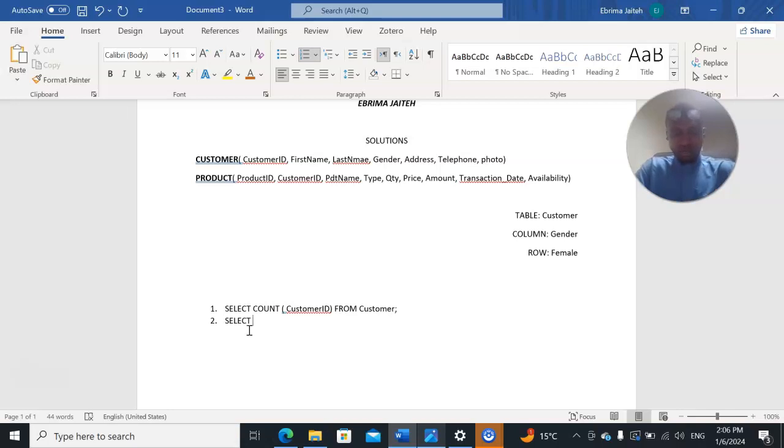Select all from customer. So this asterisk sign is talking about all. It's talking about all. So the customer table, we're going to write it in small letter. Okay, so select all customer.